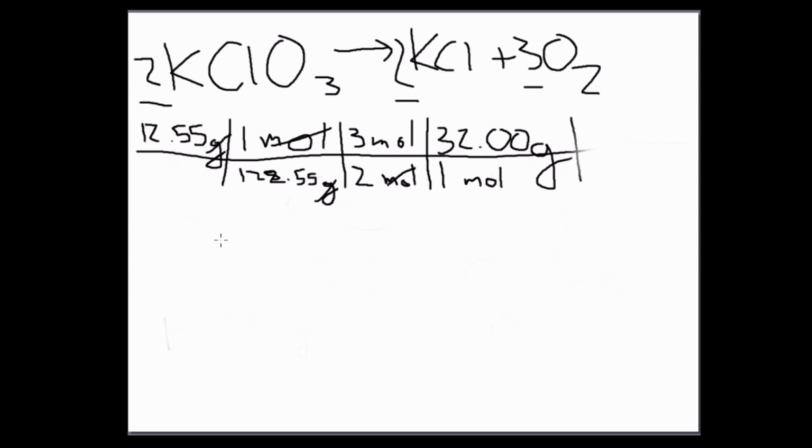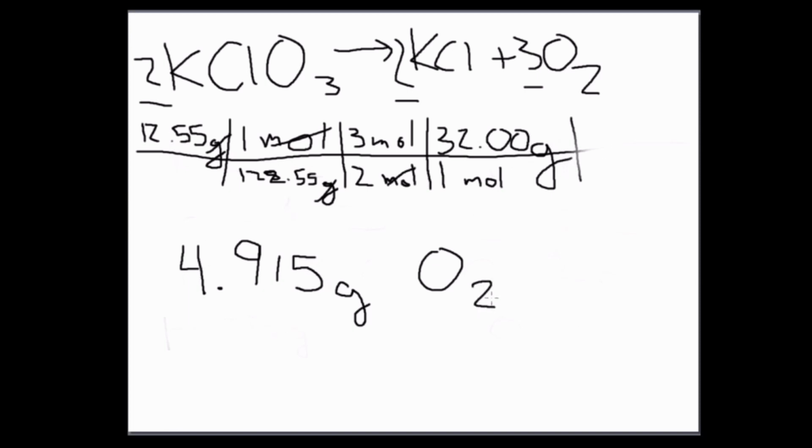So plug that into a calculator real quick. That's 32.00 equal to that. Then you divide by 2, and then you divide by 122.55, and then you get that 4.915 grams of oxygen gas were produced.